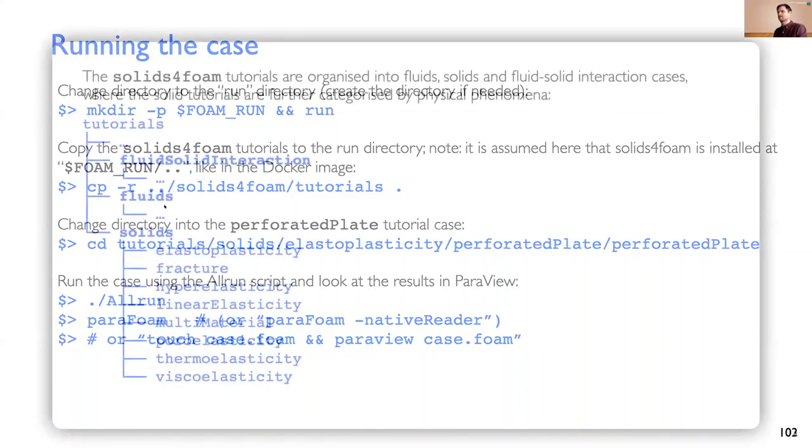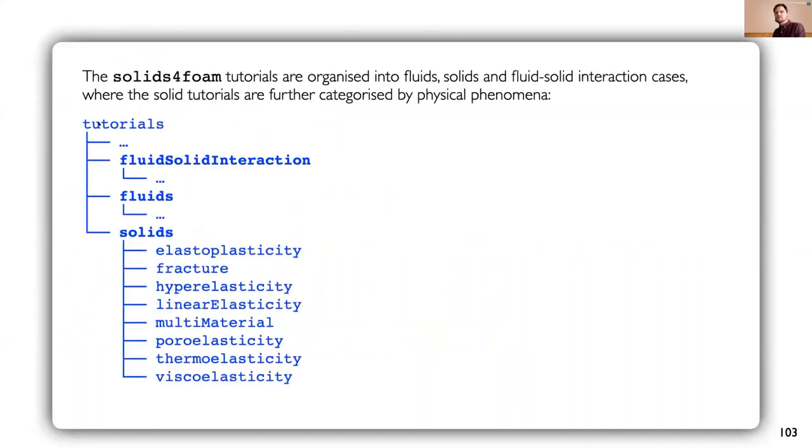Before I do that, the structure of the tutorials in Solids4foam has 3 directories: fluid-solid interaction, fluids and solids. Hopefully it should be intuitive what is in each of those directories. The solids are not broken down by solver. Remember, there's only one solver, Solids4foam, but instead they're broken down by physical phenomena. In solids we have elastoplasticity, fracture, large strain elasticity, linear elasticity, multi-materials, pore elasticity, thermoelasticity, viscoelasticity. I think there are an infinite number of types of elasticity, but here are a few of them.